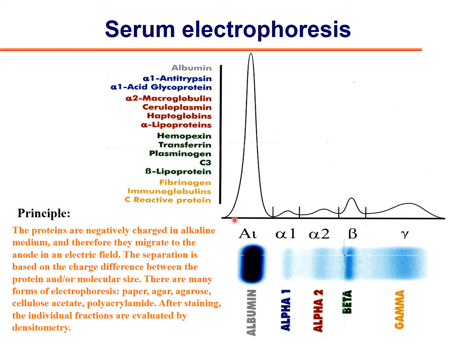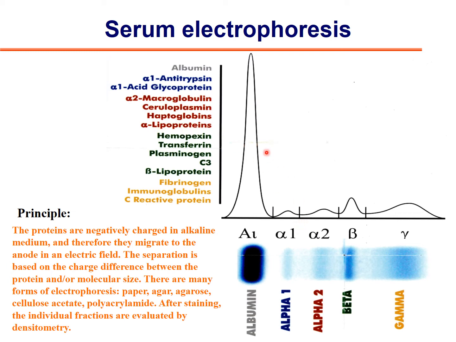However, in one band, we do have more components, more protein in it. For example, in a gamma fraction, we will find fibrinogen, immunoglobulins, and C-reactive protein. In a beta fraction, for example, we can find beta lipoprotein, the C3 component of the complement cascade, plasminogen, transferrin, and hemopexin. And in the alpha 1 and alpha 2, we have alpha 2 microglobulin, ceruloplasmin, haptoglobins, or alpha lipoproteins.